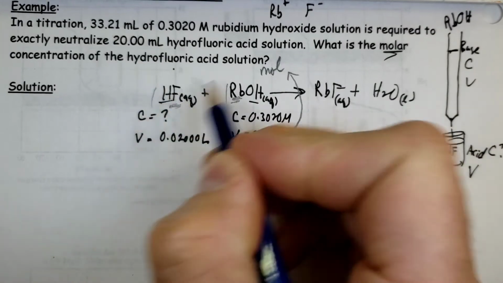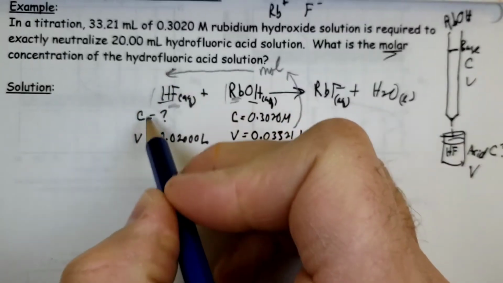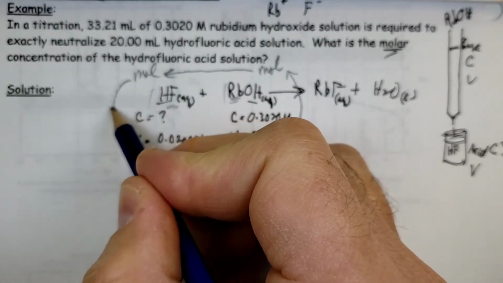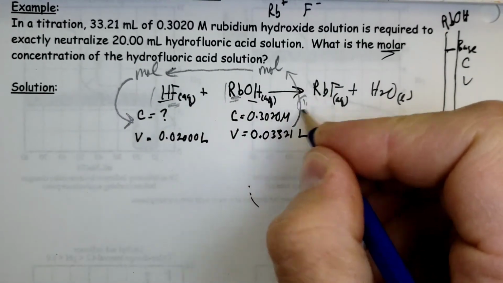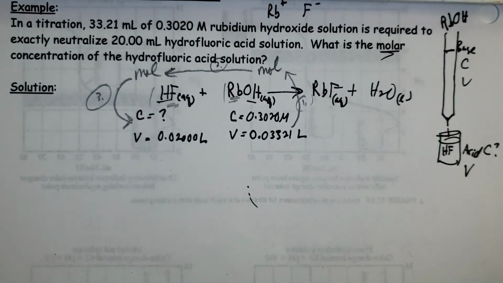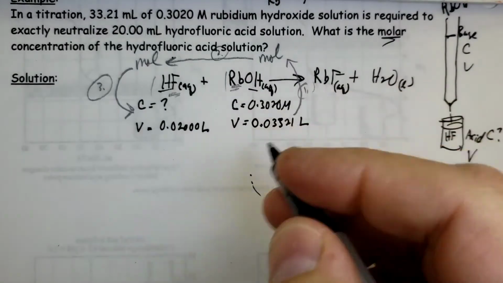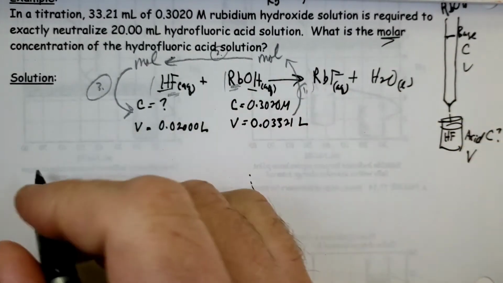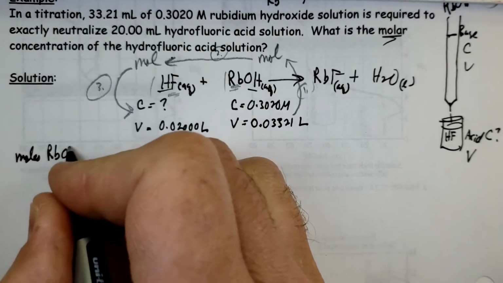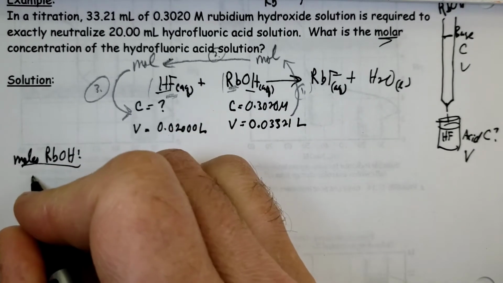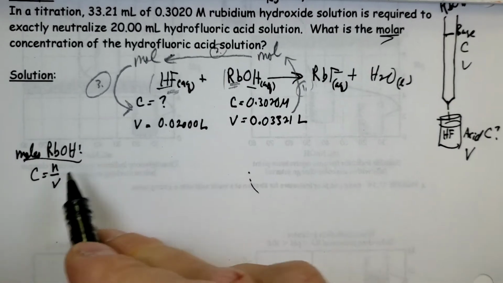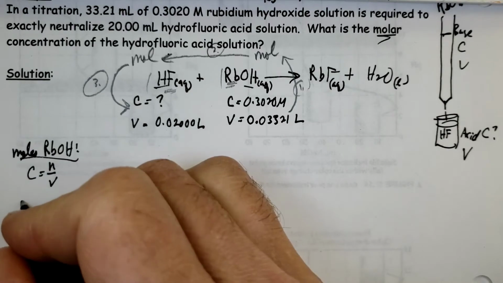And then of course 1-to-1, we can go from moles of rubidium hydroxide to moles of hydrofluoric acid, and then we can do this. So we're going to be using 3 steps here. Kind of a stoichiometric problem. So first of all, let's figure out moles of rubidium hydroxide. We have this relationship that we used way back in physical science. We know what C is, we know what V is, so we can figure out n, the number of moles.